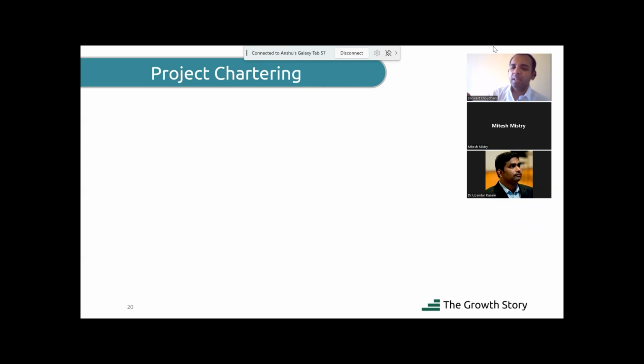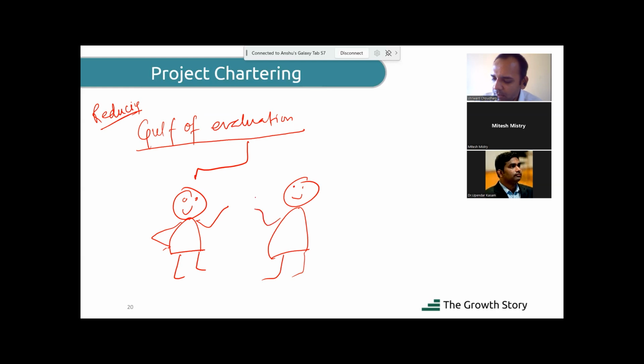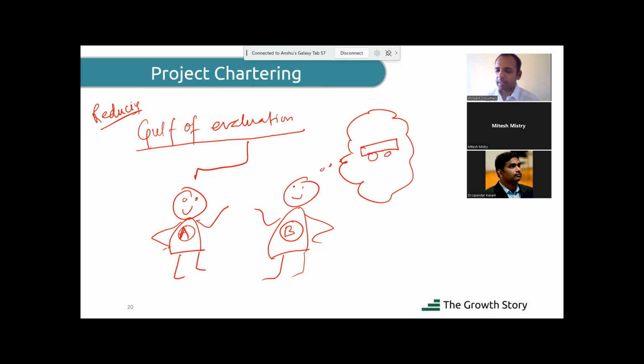Okay, and we have discussed how the shared vision can be developed. So it is about the gulf of evaluation, or reducing the gulf of evaluation. Means what I understand, this is a person, and this is the second person. So person A and person B: suppose A is thinking about a car which is like this, and B is thinking about a car which is like this.